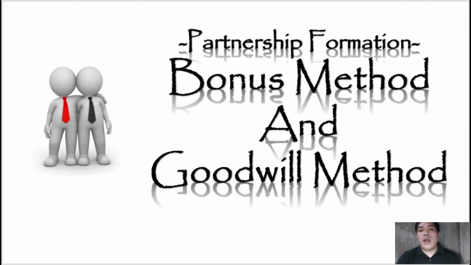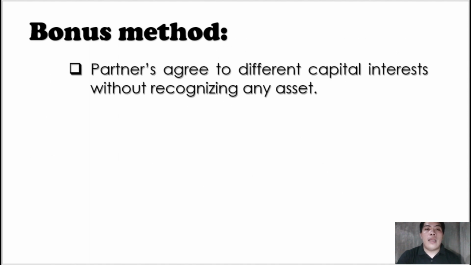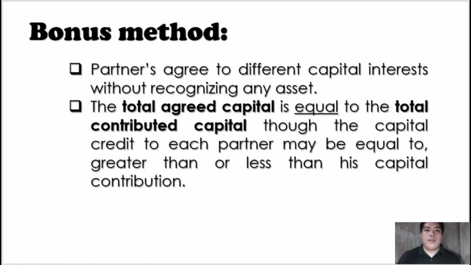Then, isingit ko lang yung part kasi ng partnership formation na discussion natin, yung bonus method at saka yung goodwill method. So, isisingit ko lang to. Okay. Ano ba yung ibig sabihin ng bonus method? Yung partners agree to different capital interest without recognizing any asset. The total agreed capital is equal to the total contributed capital, though the capital credit to each partner may be equal to, greater than, or less than his capital contribution. Okay. Nagkakaroon tayo ng accounting using bonus method at saka goodwill method kapag yung agreement ng partners dun sa partnership formation, yung kanilang interest different from the capital contribution o yung kanilang investment.